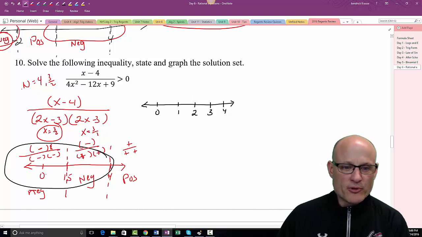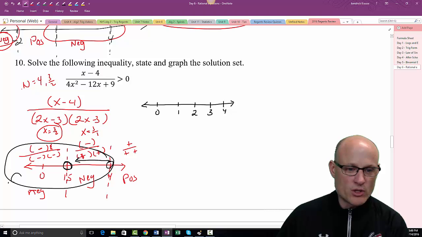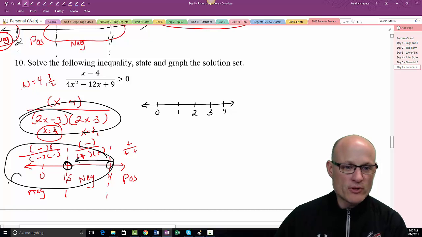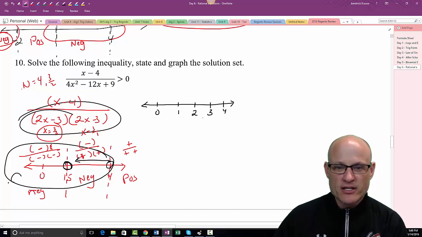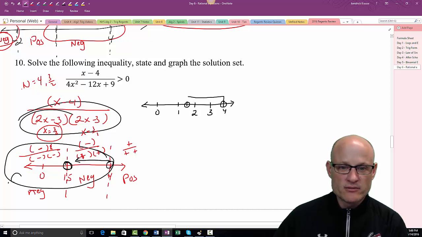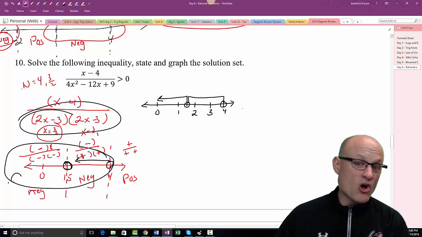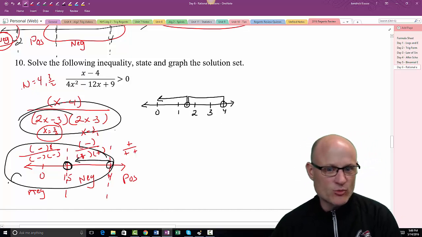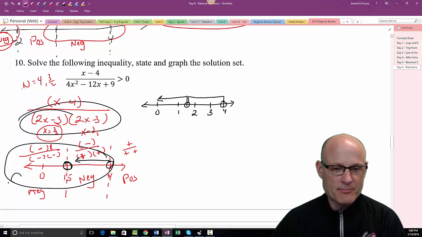It looks as if I want to put an open circle right here and put my arrow going this way. The problem is I can't have 1.5. At 1.5, the denominator is undefined. So there's actually an open circle at 1.5 and an open circle here at 4. So between here and here and between here going that way, it's like all of these numbers except when it gets to 1.5. That's a problem. It can't be that one.